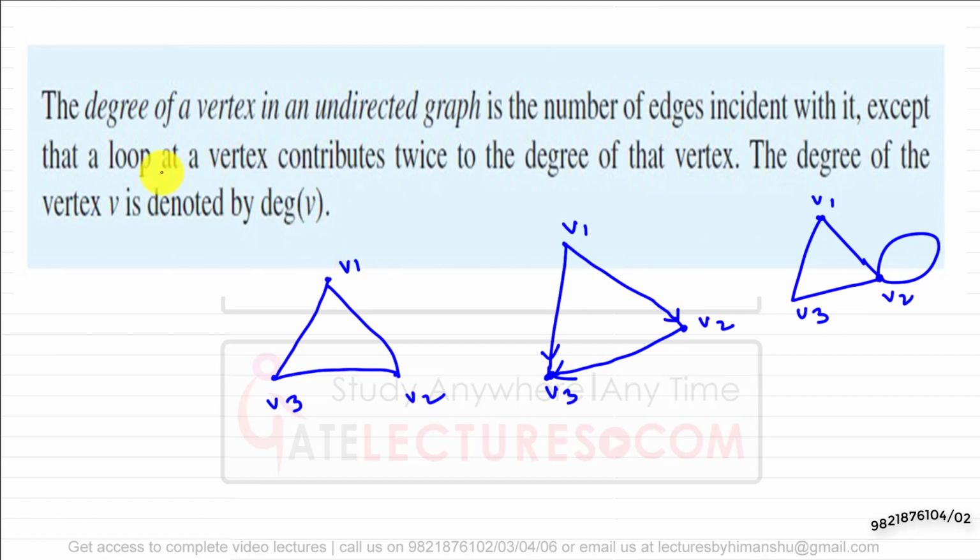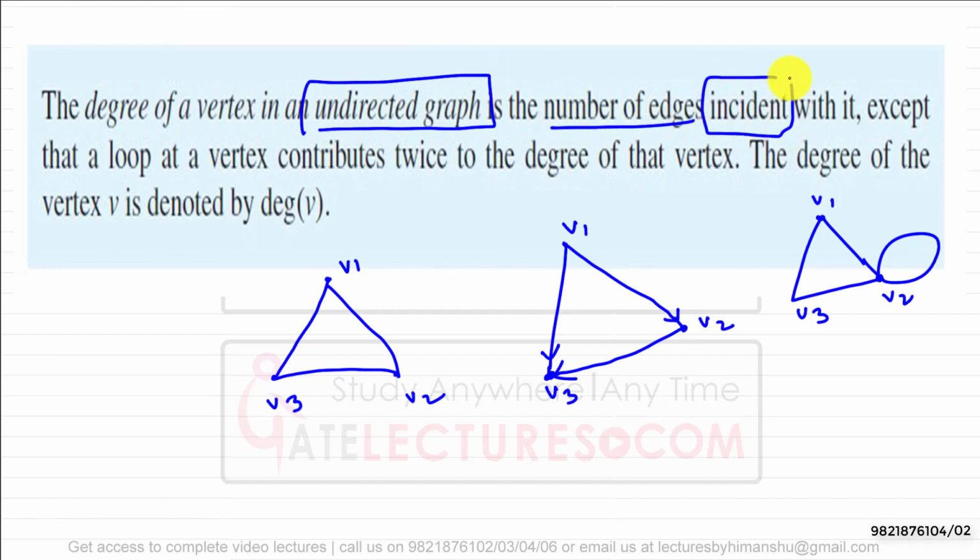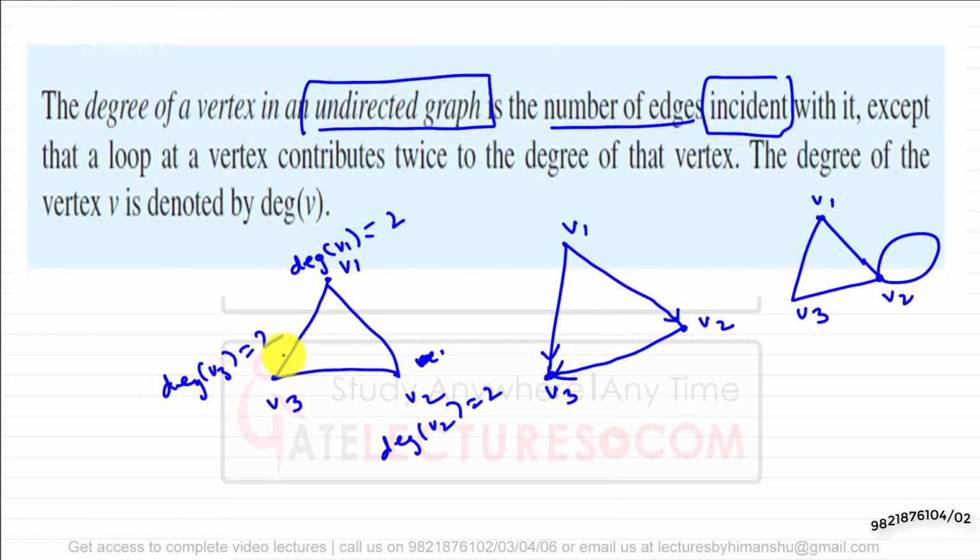Now when I say the degree of a vertex in an undirected graph is the number of edges incident with it, this is discussing the undirected graph. For example, what is the degree of vertex v1? It is the number of edges incident with vertex v1, which is 2. What is the degree of vertex v2? That is equivalent to 2. What is the degree of vertex v3? That is also equivalent to 2. This is the undirected graph.